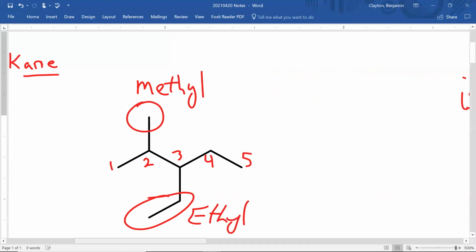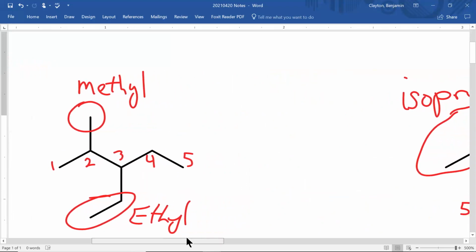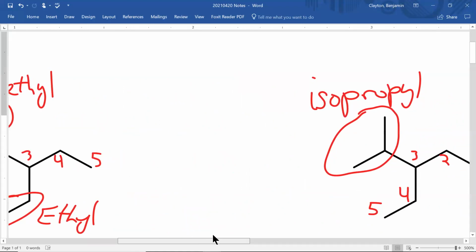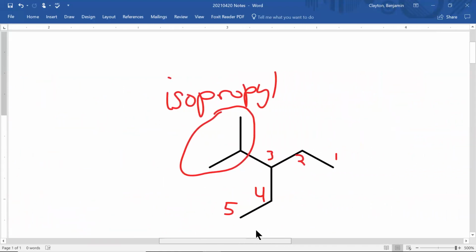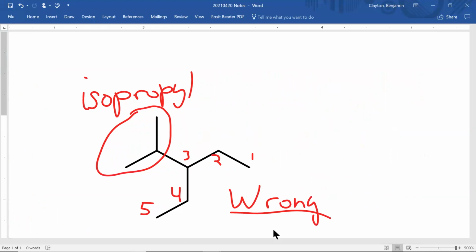So the rule is, after we find the longest continuous chain, we want to find the longest continuous chain with the most number of groups. That's the basis of the rule. And here you see that would eliminate this one. This is wrong because we only have one group versus the 2 groups on both those other structures. So it's still a legitimate isopropyl group, but the reason that the IUPAC system does this is to prevent too large of a group from being named.